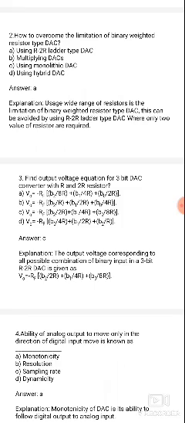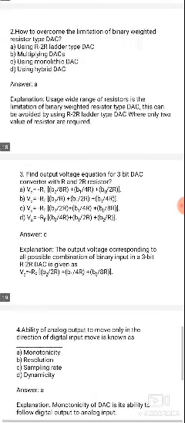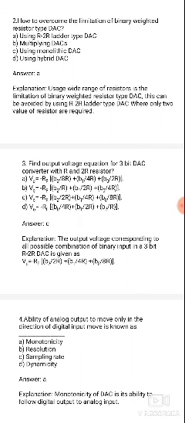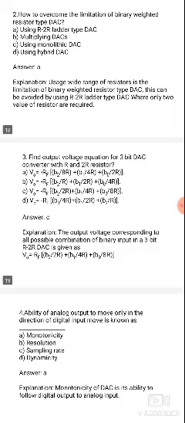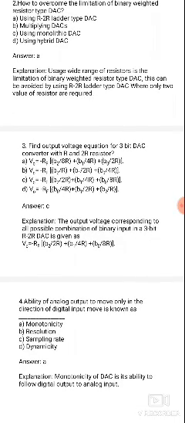Next, resistance accuracy is also important. So to overcome these limitations, we go for the R-2R ladder network. The use of a wide range of resistors is a limitation of the binary weighted resistor type DAC. This can be avoided by using the R-2R ladder DAC, where only 2 values of resistors are required.